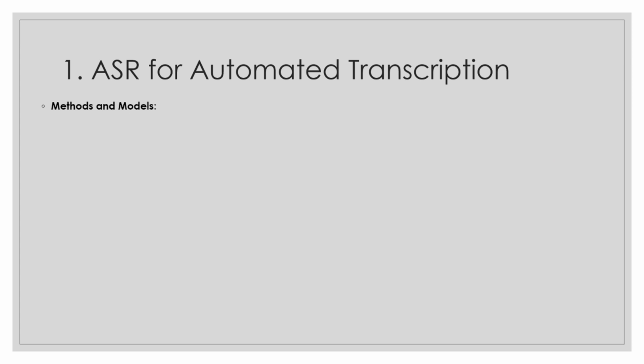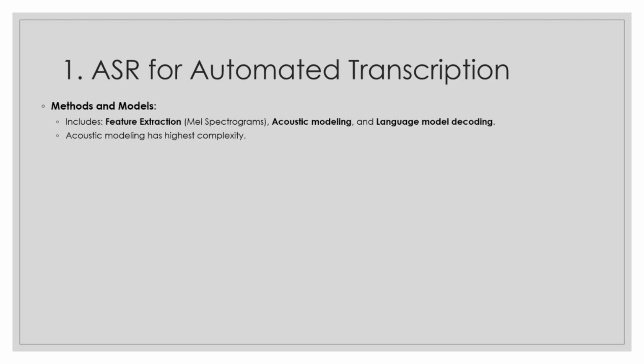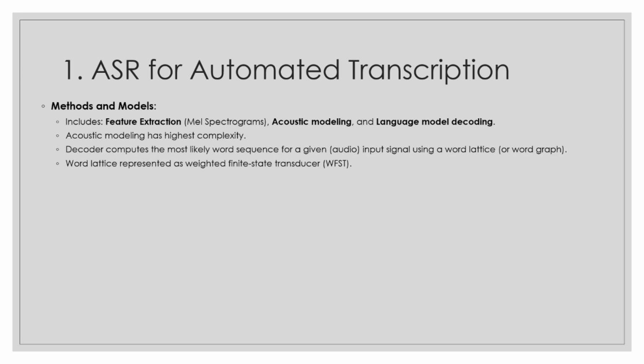Let's look at these three components in a little more depth. So the major methods and models for ASR, for automated transcription, include feature extraction, which typically uses Mel spectrograms. Then there is acoustic modeling, followed by language model decoding. Now let's look at these three components separately. The acoustic model typically has the highest complexity. So if you're able to ensure that you have the least latency or the least complicated acoustic model, you will get a much better end-to-end response time for the overall transcription.